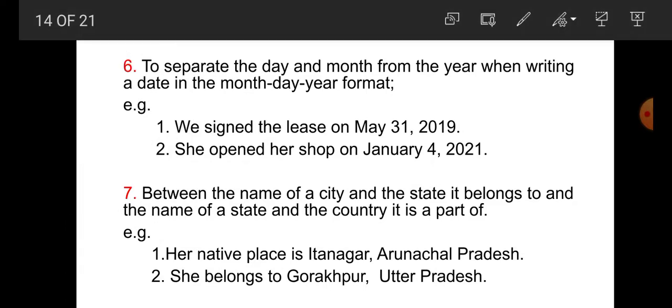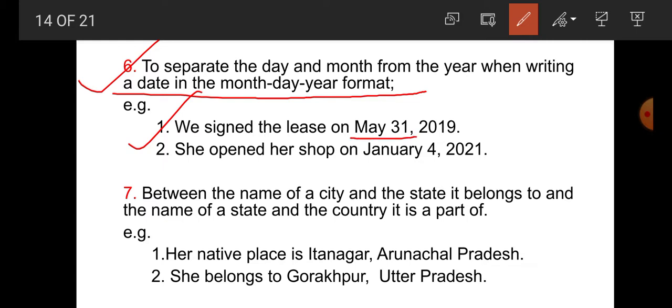Now the next use of comma, students, number 6, to separate the day and month from the year when writing a date in the month, day and year format. For example, "We signed the lease on May 31st, 2021." When we are writing in this format, first month, then day, and then a comma, and then the year. Next one, "She opened her shop on January 4, 2020." Month, then date, and then year. So we are using a comma here.